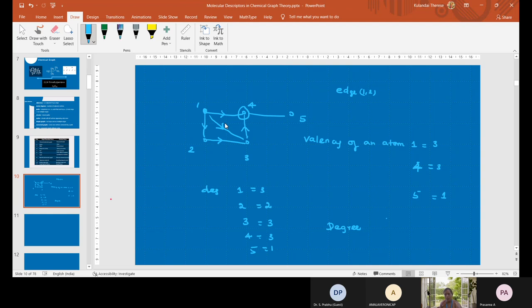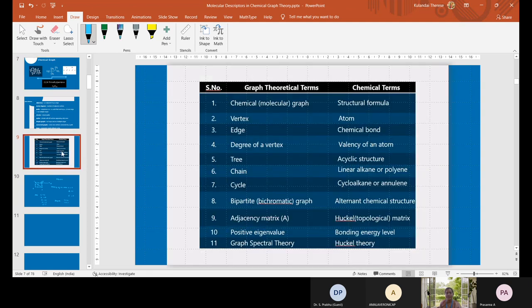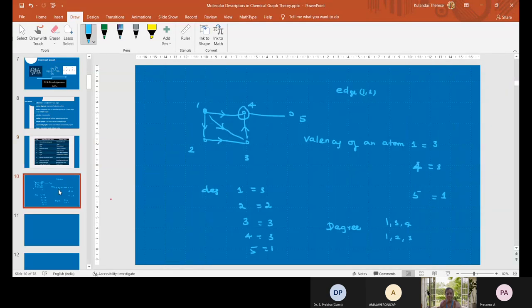What are the cycles? 1, 3, 4 is a cycle, as well as 1, 2, 3 is also a cycle. But in this structure, there is no cycle. This type of chemical graph is known as an acyclic structure. And there we have some chains, as I already said. A cycle is like 1, 2, 3, 4, which again ends with 1. Therefore, this is a cycle.